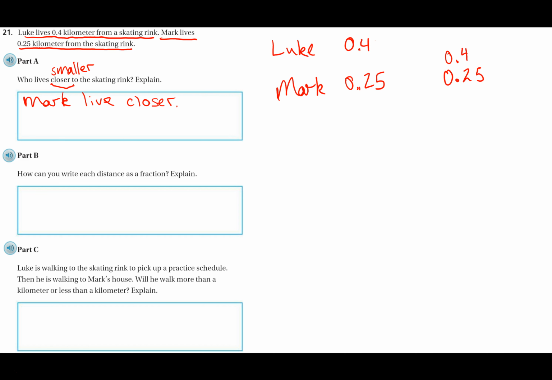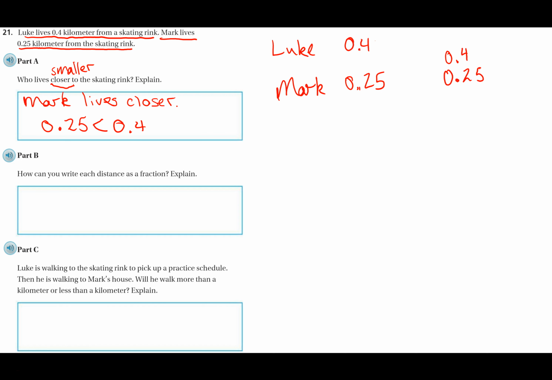And we can prove that mathematically by showing an inequality. The distance Mark lives is less than the distance that Luke lives. So I just wrote that out. 25 hundredths is less than 4 tenths. Okay, part B.